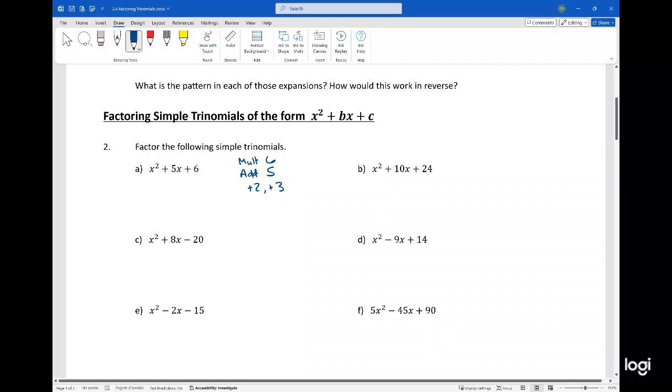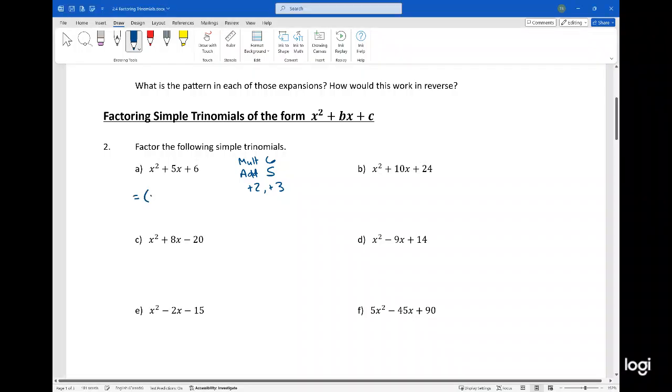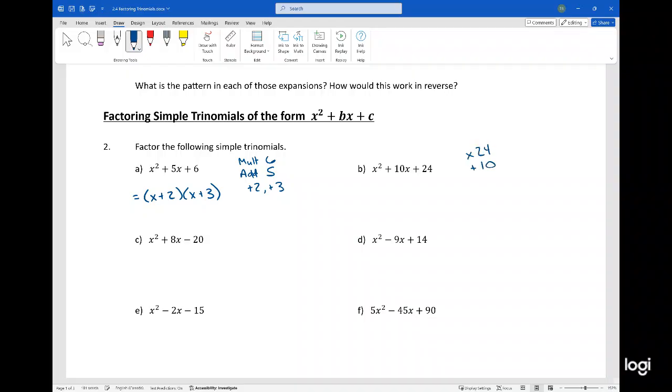All right, now that we have those two numbers, we can write them as x plus 2, x plus 3. And sure enough, the 6 at the end is 2 times 3, and the 5 in the middle is 2 plus 3. That's it. All right, so let's try it for the next one. We're looking for two numbers that multiply to 24 and add to 10. Again, I know they're both the same sign because they multiply to a positive.